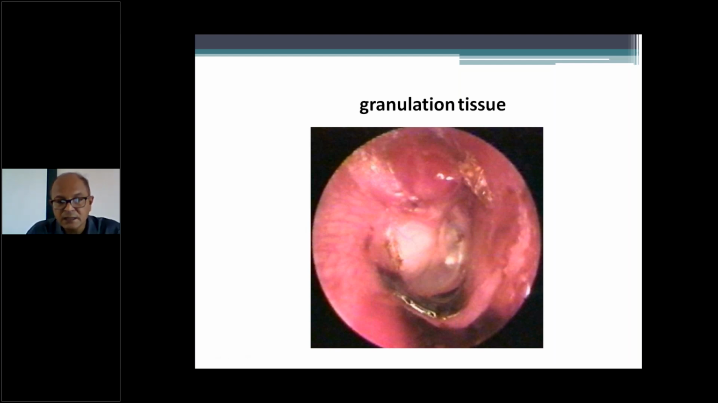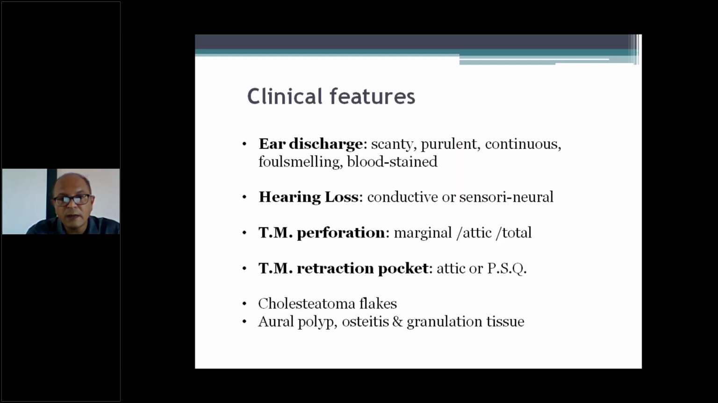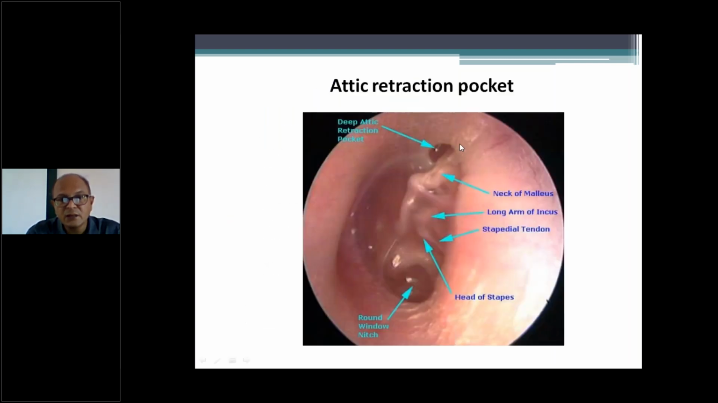So once the disease starts in the Prusak space, now I just go back. Let us say this here is the Prusak space. The Prusak space is a space bounded laterally by the outer attic wall, medially by the head of the malleus, and inferiorly by the folds.